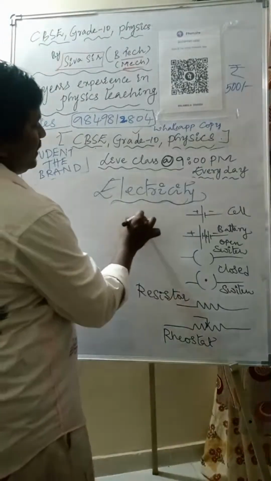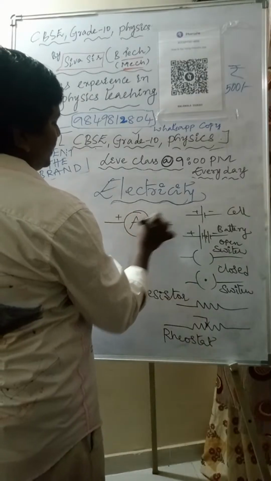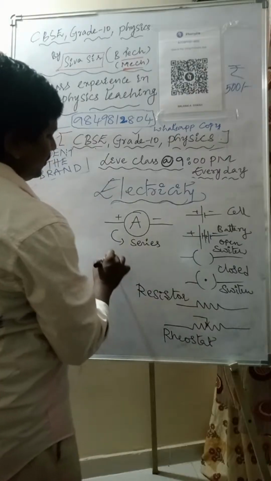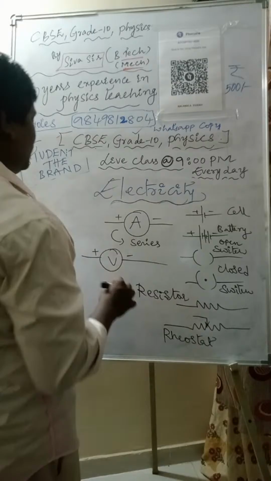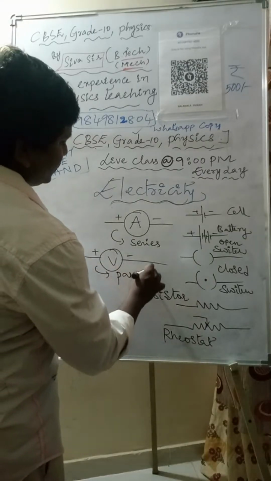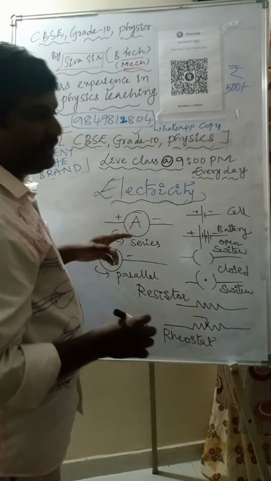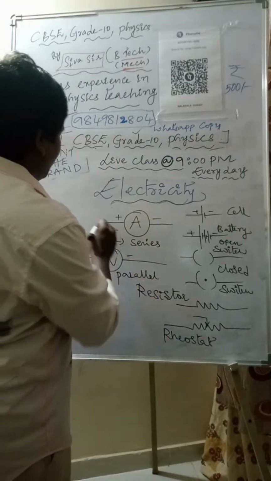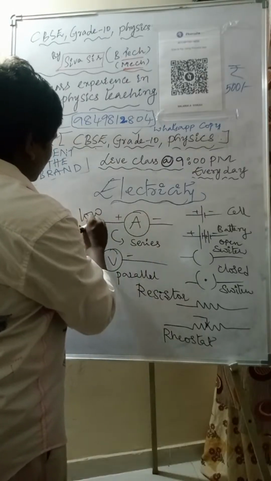Yes. Ammeter must be connected only in series, and voltmeter must be connected only in parallel. So why do we have to connect ammeter only in series, and voltmeter only in parallel? Reason: the ammeter is a low resistance device. It has low resistance.